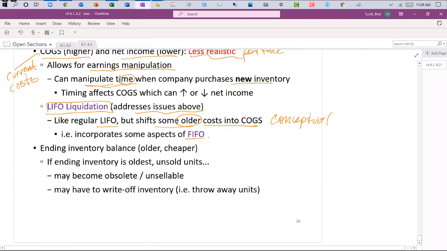It incorporates some aspects of FIFO. Ending inventory balances tend to be the older, the cheaper stuff. Again, this is under LIFO. That's the old stuff. So if any inventory is oldest, it's the unsold units. Maybe those are bad units. Maybe those are unwanted units. Those may become obsolete, unsellable. Maybe there has to be a write-off of inventory. We talked about a write-off of accounts receivable. We can also have a write-off of inventory that becomes obsolete.